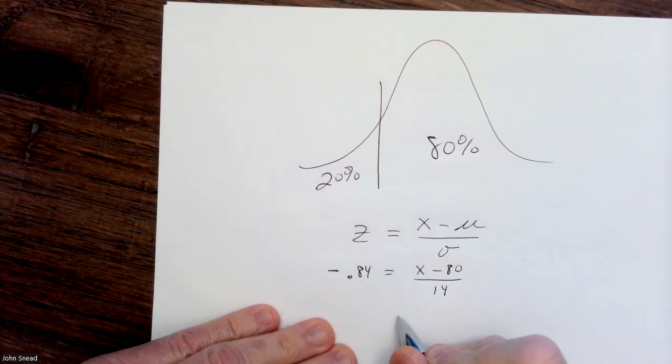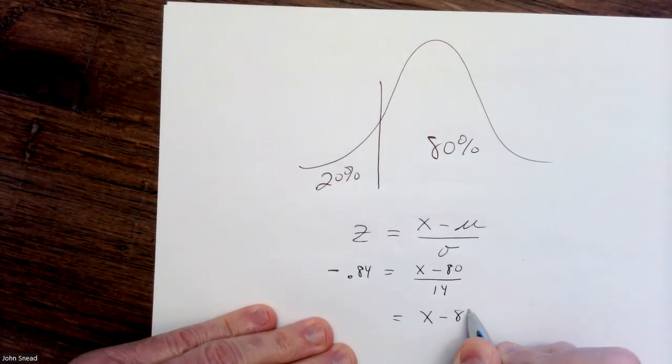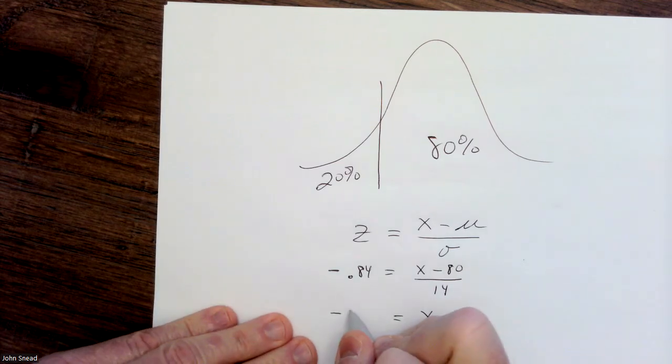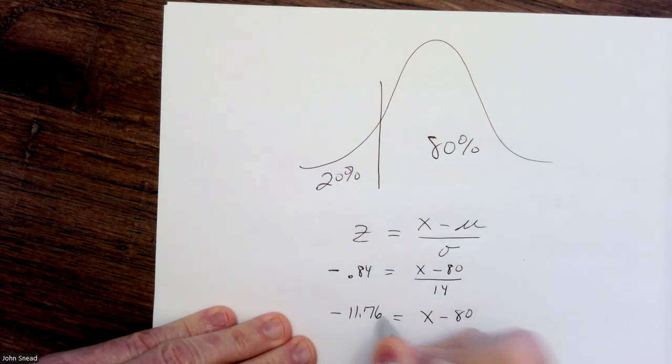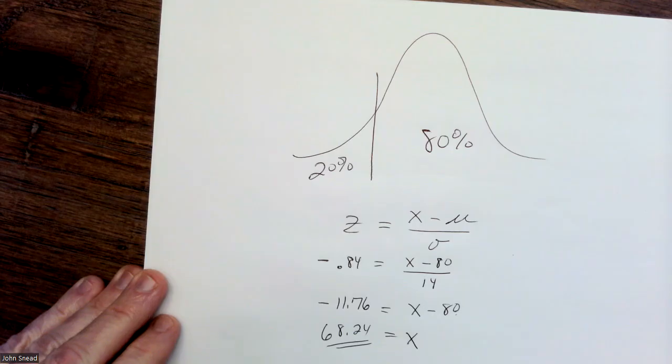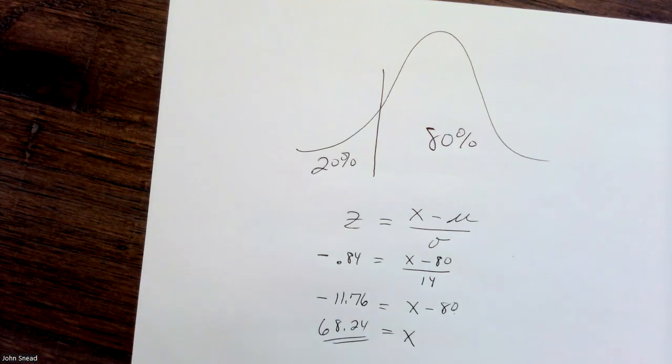Once again, we're going to cross multiply. x minus 80 equals 14 times negative 0.84, which is negative 11.76. To clear out this negative 80, we add 80 over here, and then we get 68.24. So we would know that 80% of the values would be above 68.24, and 20% of the values would be below that. Again, this is just a really short video showing how to solve for x.